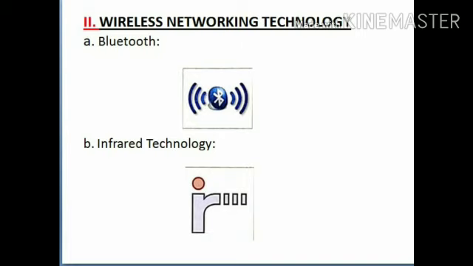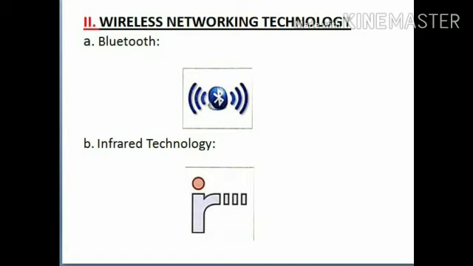Now come to the wireless networking technology. Here the data is being transferred without the use of cables. Different mediums used here are: first is Bluetooth. It establishes short range communication between phones, computers, and other network devices. It is mainly used for personal area networks, abbreviated as PANs, with a maximum transmission range up to 240 meters. The presence of the Bluetooth icon indicates that the device is enabled with Bluetooth.